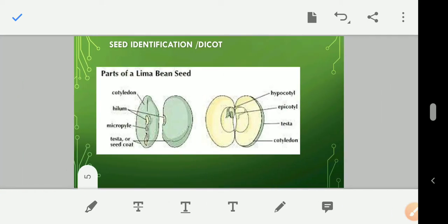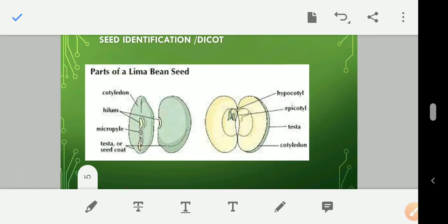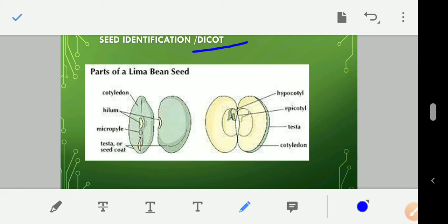Another experiment is the identification of dicot seed. Dicot means the seed in which two cotyledons are present. So 1 and 2, there are two cotyledons. Food is stored mainly in cotyledon. They have a white scar-like structure where the ovule was actually attached with the ovary. That part is known as hilum.